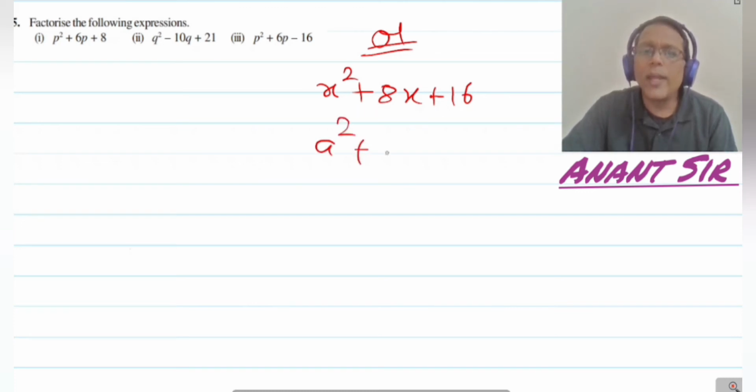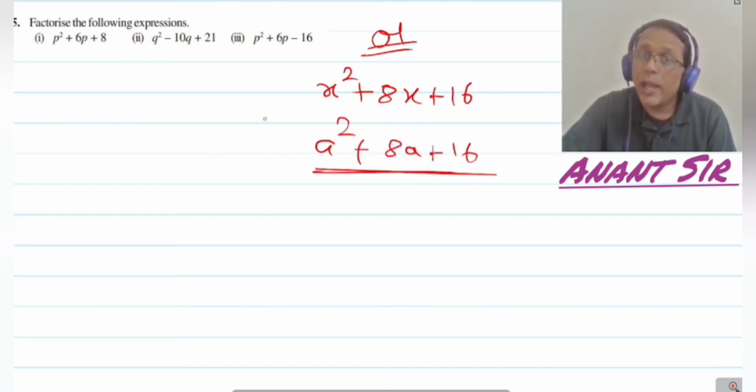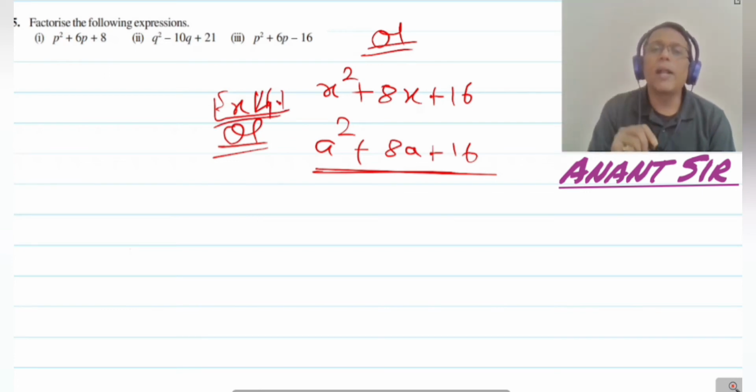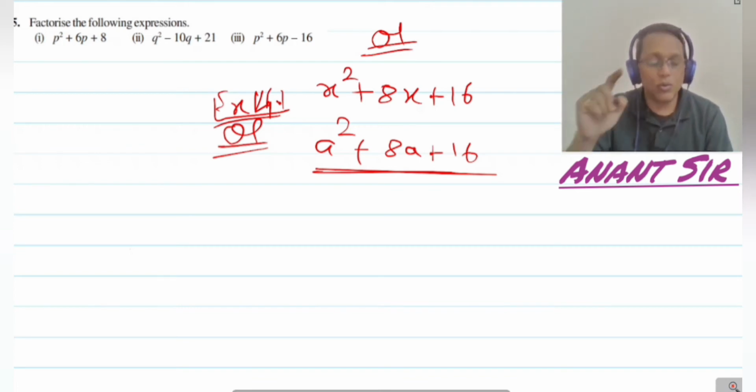Okay, so a square plus 8a plus 16. We have solved this question in question 1, exercise 14.1. We solved this using the formula identity. At that time, I had told you that we will solve this type of question using the factorization method.